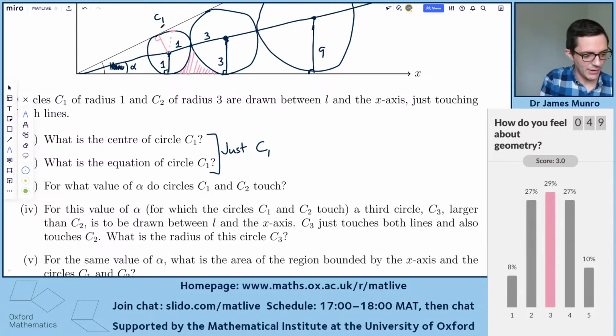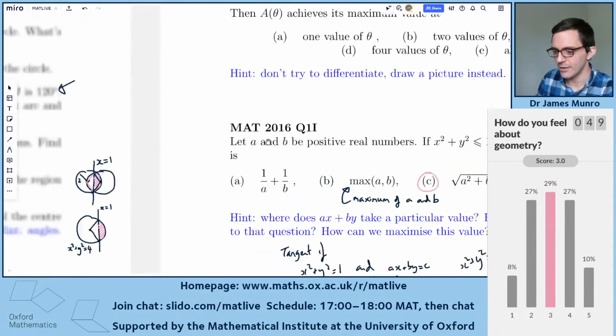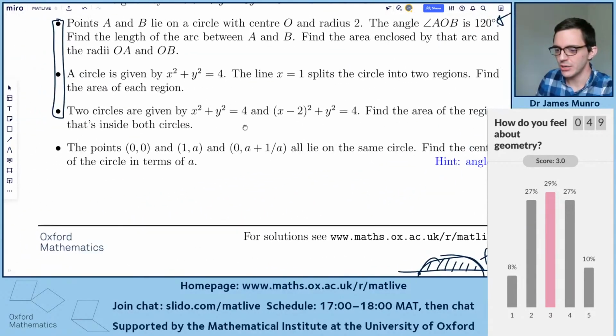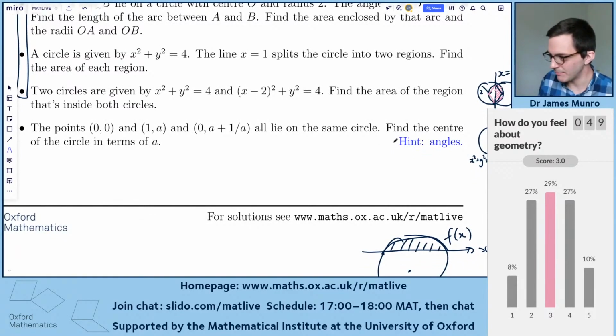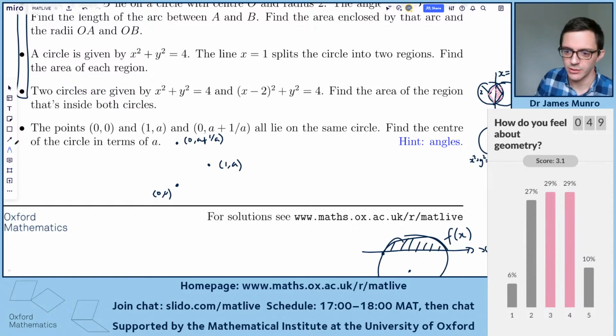One person wanted to talk about a warm-up question, and it's actually a warm-up question that I enjoyed writing, so I'm going to look at it very quickly. Going sideways across the page to look at this warm-up question with the bizarre hint angles. I'm quite proud of this question, so I'm going to talk about it a little bit. You're given 3 points. The origin, the point (1, A), and then this bizarre point, which is somewhere up here, (0, A plus a bit). And you're told that there's a circle that goes through all of those points.